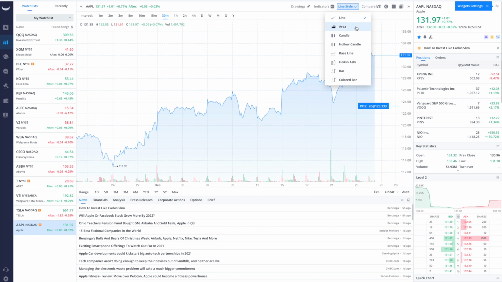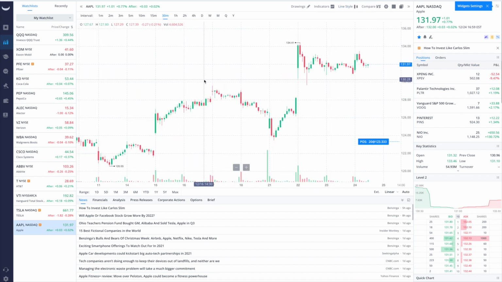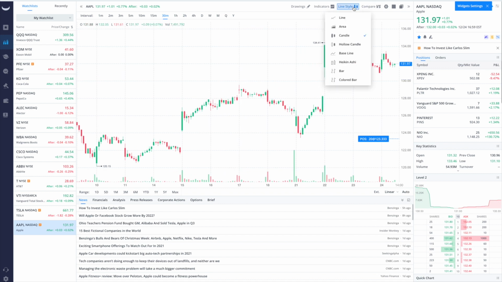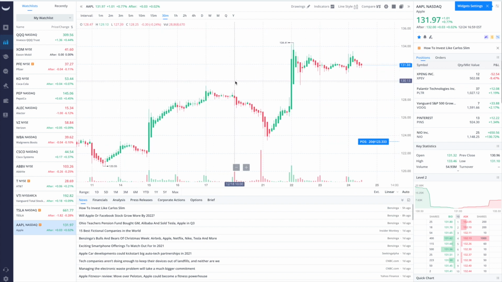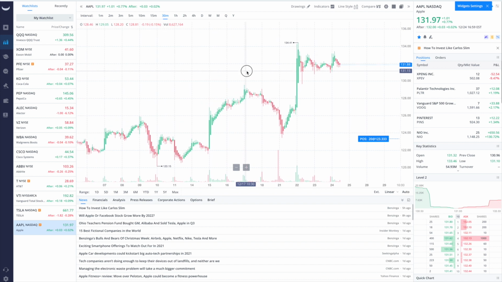And then you have the area, which is basically the same thing, and then you have your candle, which a lot of people use. Then you have your hollow candle, baseline, Heikin Ashi, and then bar, and then color bar. What Heikin Ashi does is that it takes average price data to create a much smoother looking chart to help predict the future price action. So basically it'll give you a better idea of where the price is trending.